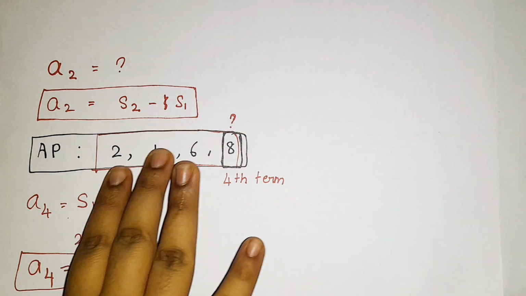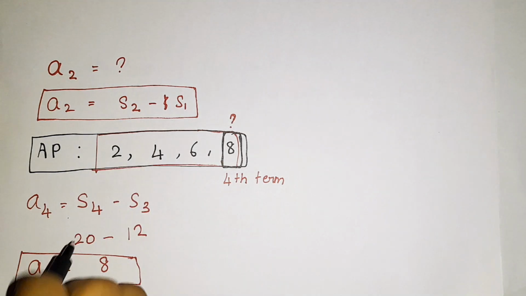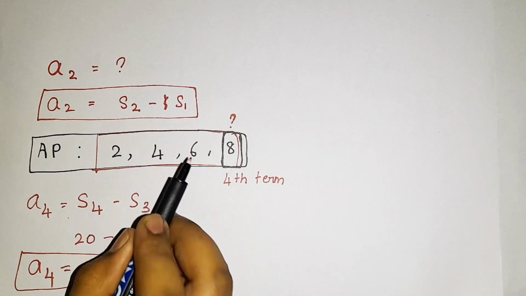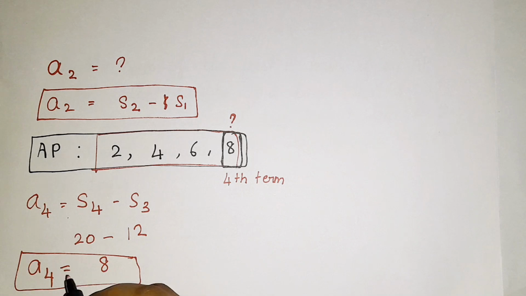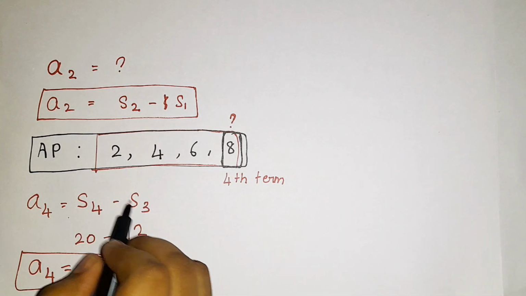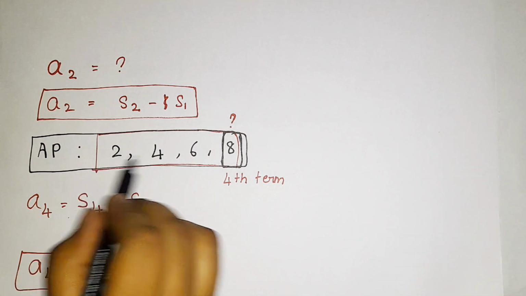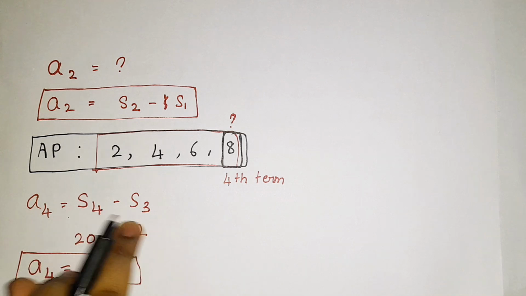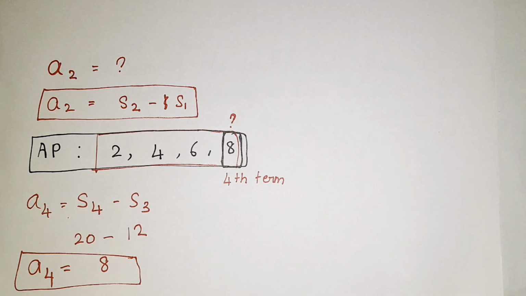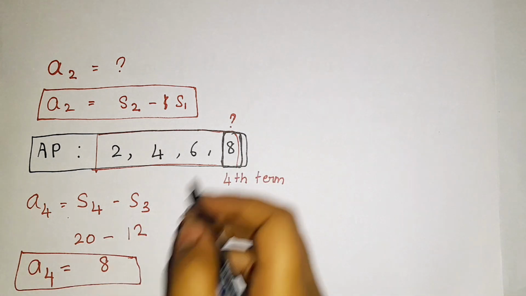So sum means we are supposed to add everything. Okay, so 2 plus 4 plus 6 plus 8. When we just add it, we will get 20, right? So likewise, sum of 4 terms means we are supposed to add 4, and sum of 3 terms means add the first 3, that is 2 plus 4 plus 6. Okay, so this is a kind of formula. Here, if I just take another example, I'll write it here.